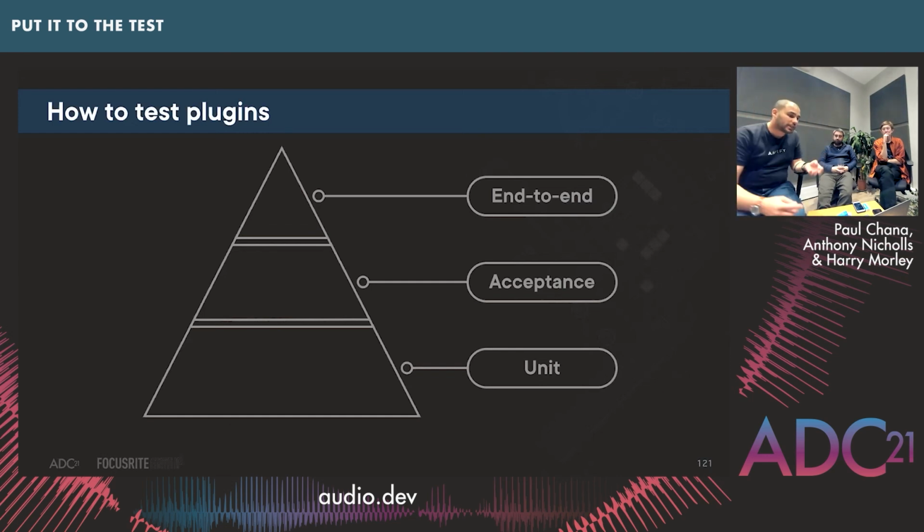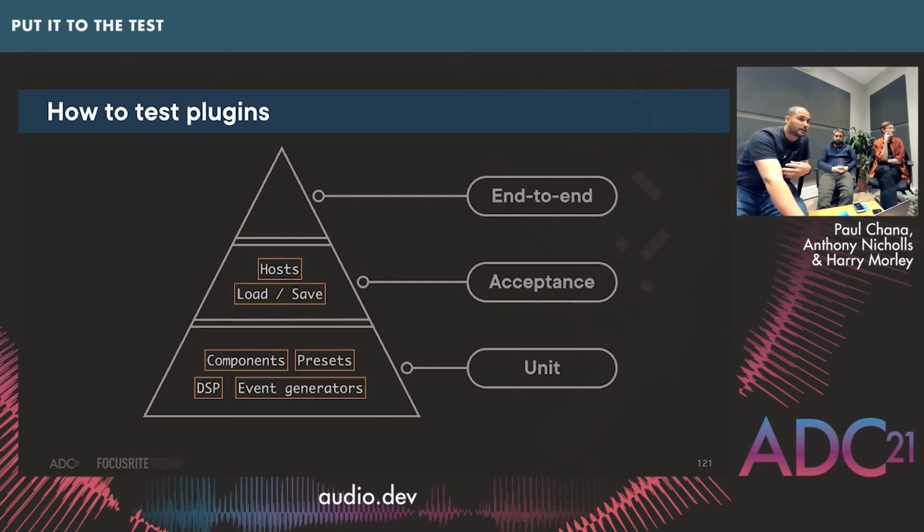You're testing the whole plugin, but you can break that plugin down. So at the bottom layer, we might have components, presets, DSP, event generators. They can all be tested independently of each other. Next level up, you might have any kind of interaction that most hosts might have, so set parameter, get parameter type interactions, and especially if you can abstract that, it's great. Load and save, serialization, all those kind of routines, they can be tested separately.